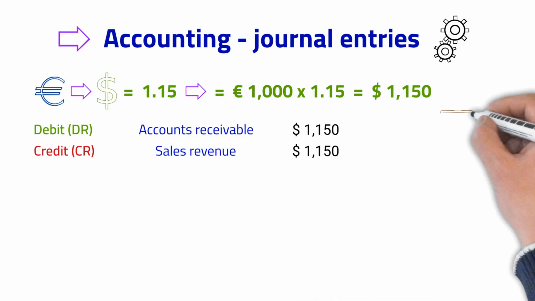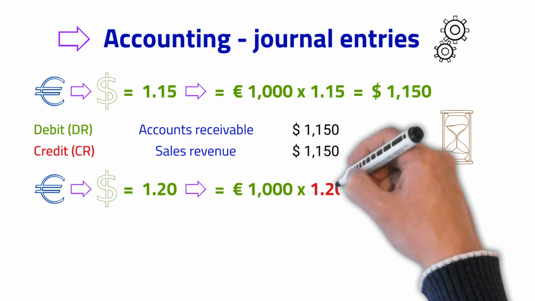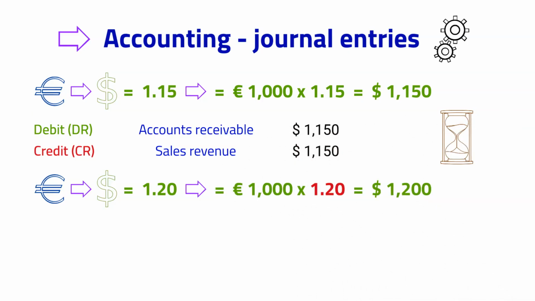What happens when at the end of the year the customer has not paid yet, but the exchange rate is now 1.20? If the customer paid you now, you would have more money in USD in your bank account. We need to reflect that in our books. Your receivable will now be $1,200, an increase of 50. This increase is called an FX gain, or Forex gain. FX stands for Forex or foreign exchange. And of course, it can be a loss too.